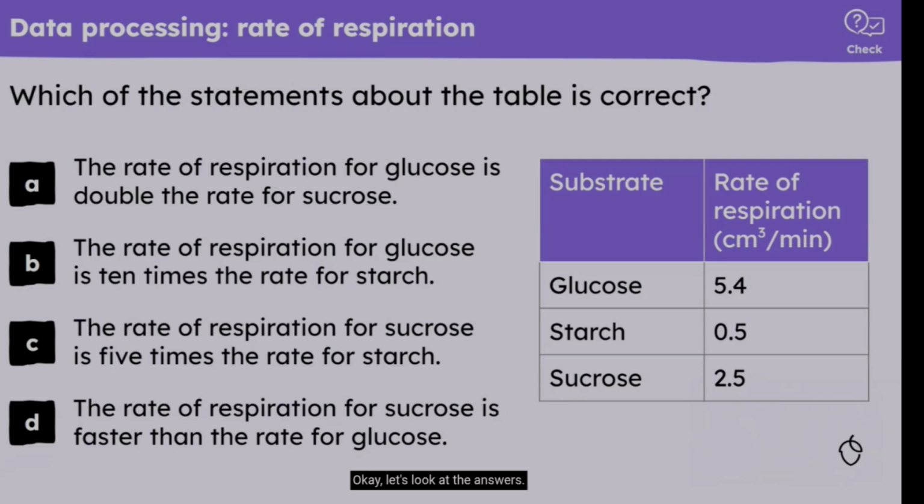Okay, let's look at the answers. C is correct. The rate of respiration for sucrose, so let's have a look, 2.5, is 5 times the rate for starch, 0.5. Yep, that makes sense. Let's have a look at the other ones.